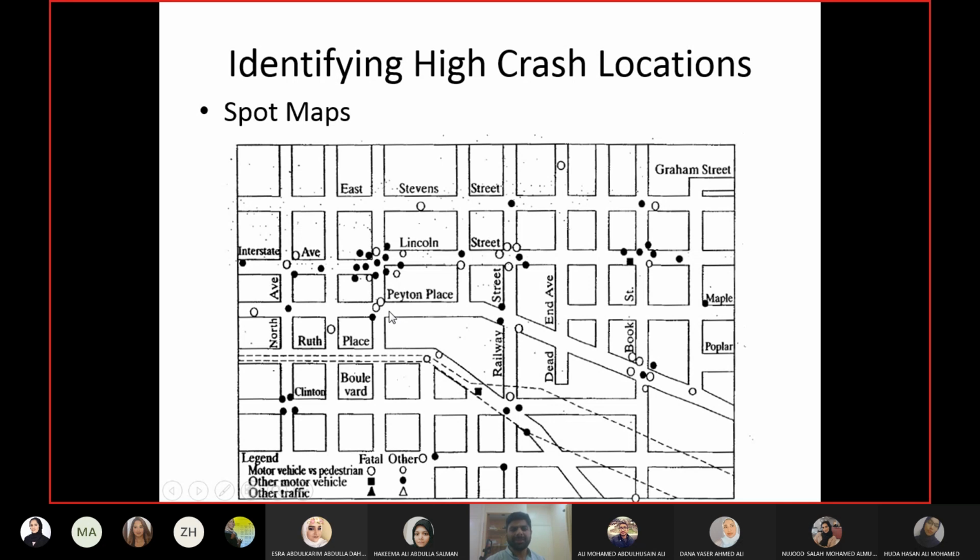Now, if you just look at this map for 1 minute, you can identify the high crash location, right? This is the high crash location. See, Lincoln and Peyton Place. Okay. Now, if I ask you, give me a high crash highway, again, it will just take you 2 seconds. This is the high crash corridor or the high crash route or the highway, whatever you want to call it. Okay, so it's very easy, right? It's very easy.